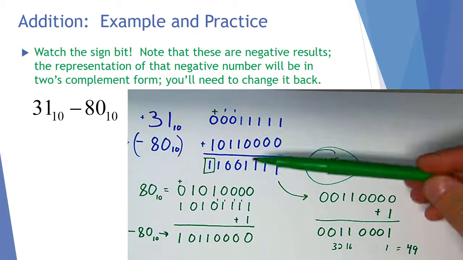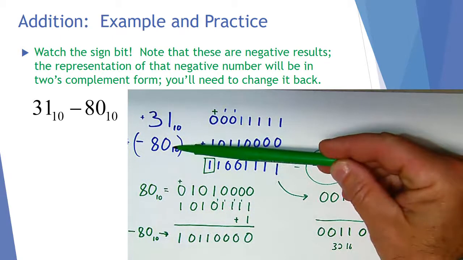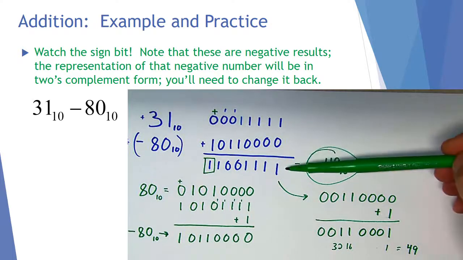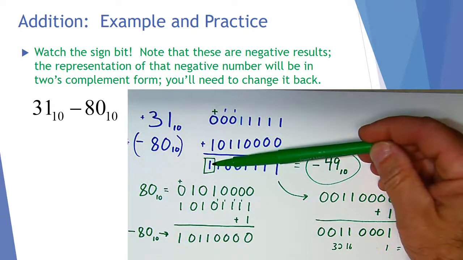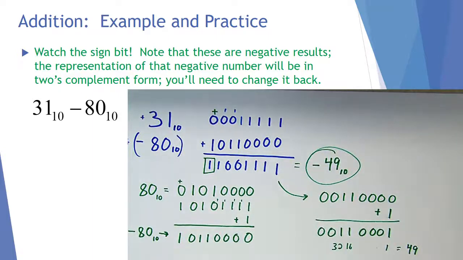So you can see there we only had to switch the 80 to its 2's complement because that was the number that was negative. 31 was positive, we got to leave it. We had to switch our answer by taking the 2's complement because it was a negative number, and negative representations always need to be switched over for interpretation.